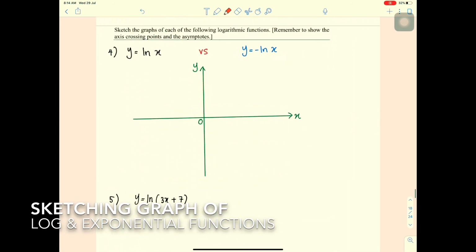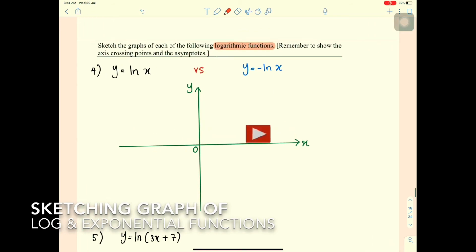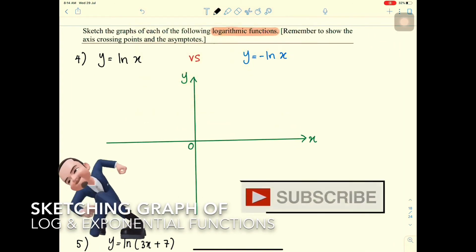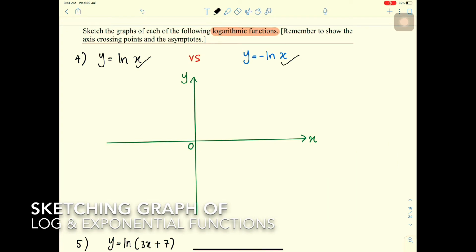Next, we are going to sketch the logarithmic function, same just like the exponential graph. From here we must know the basic graph of ln x and the negative ln x. So this is the basic graph for ln x. From infinity, it passes through x equals 1, and the y-axis is assumed as the asymptote of the graph. This is positive 1. This is the graph for y equals positive ln x. This is the basic graph.